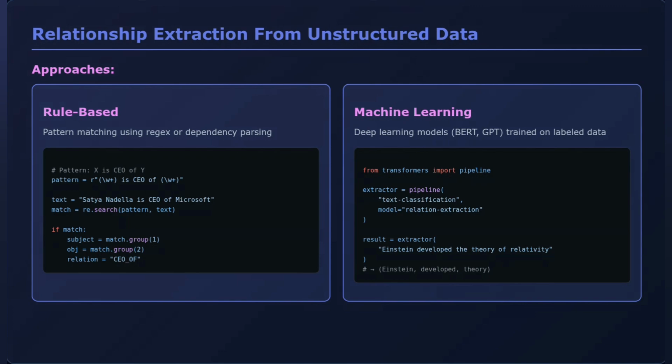Rule-based is great when you have well-defined patterns and need complete control. Machine learning is better for handling the messy, ambiguous nature of real-world text. In practice, the best systems use both: rules for high-precision extraction and ML for broader coverage.